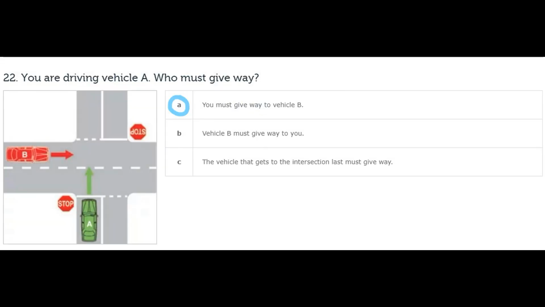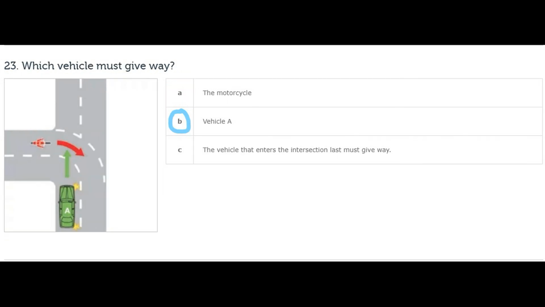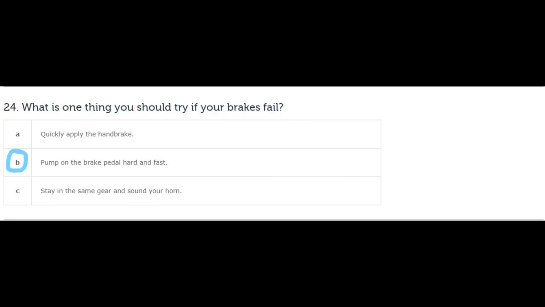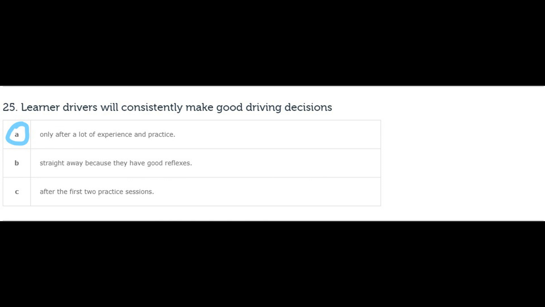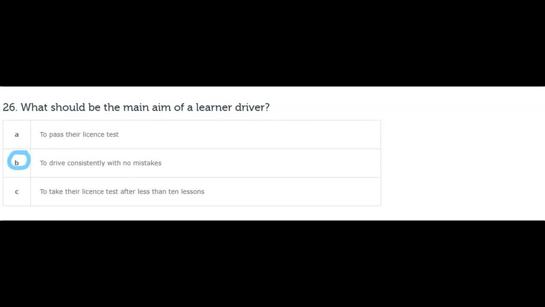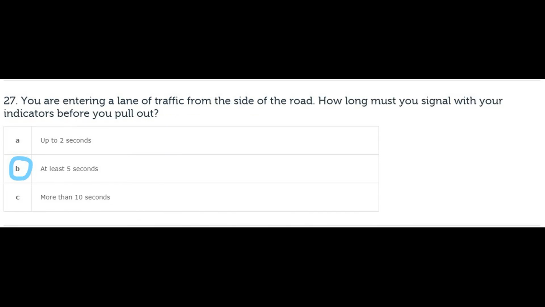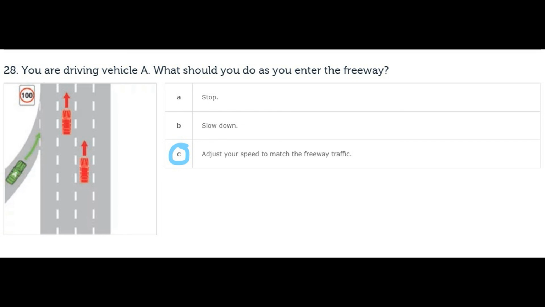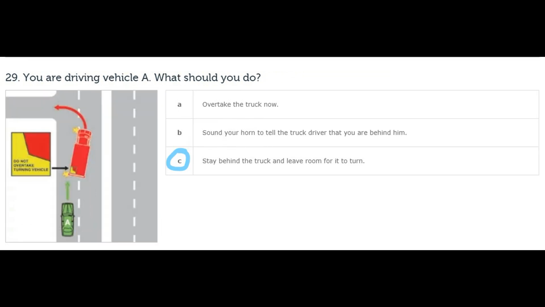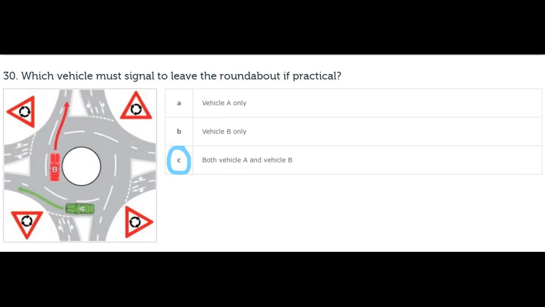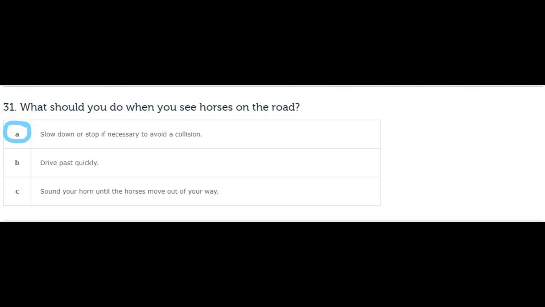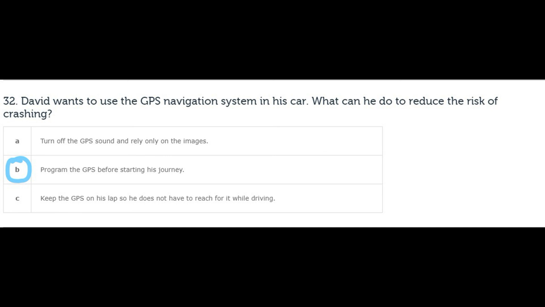22 is A. 23 is B. 24 is B. 25 is A. 26 is B. 27 is B. 28 is C. 29 is C. 30 is C. 31 is A. And 32 is B. I hope you did well.